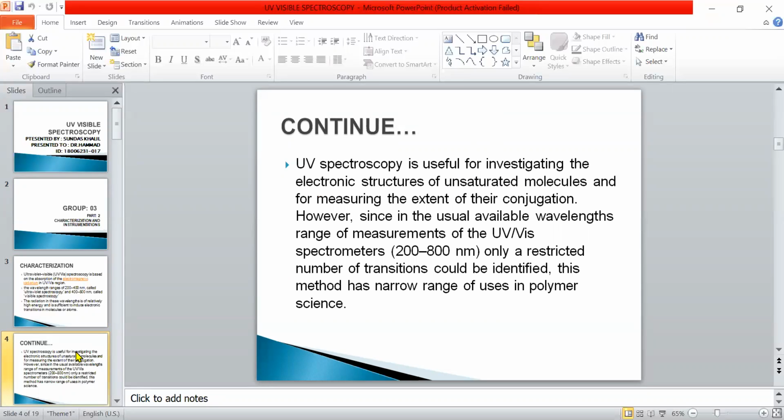UV spectroscopy is useful for investigating the electronic structures of unsaturated molecules and measuring the extent of their conjugation. However, the usual available wavelength range of the measurement is 200 to 800 nanometers. Only a restricted number of transitions could be identified. This method had a narrow range of uses in polymer science.